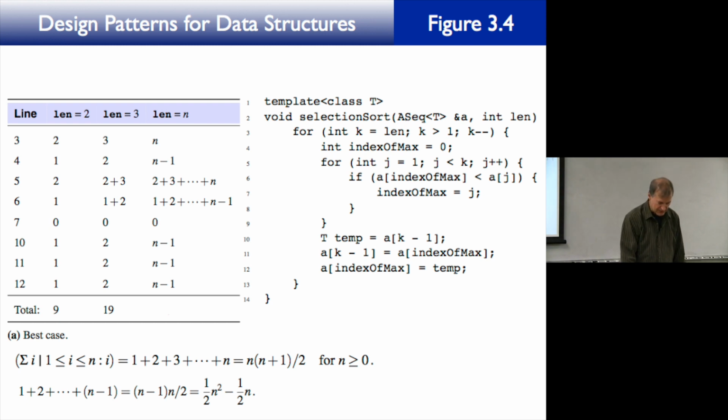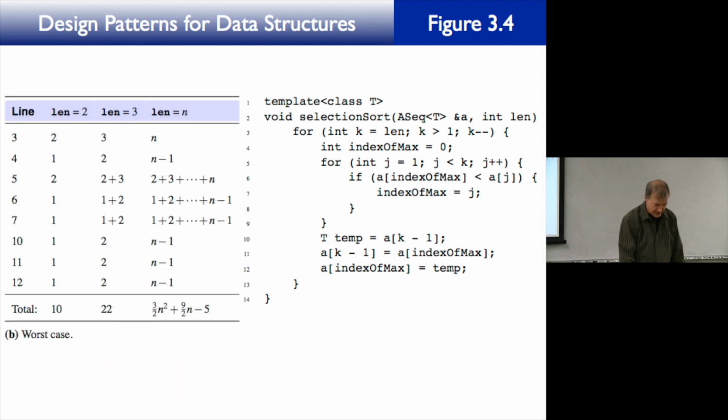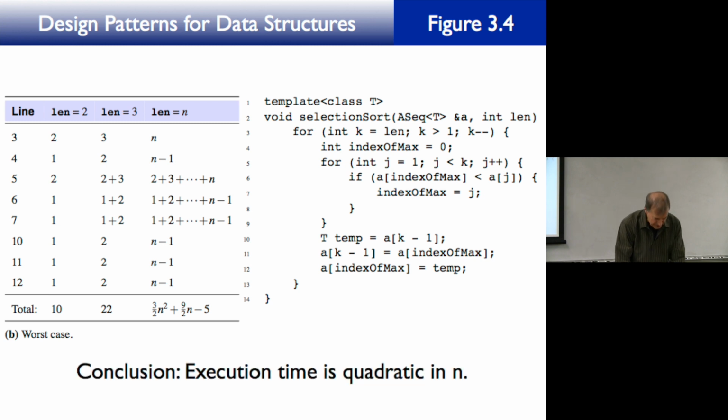All right, so anyway, that's how that works. And then best case or worst case is different, okay? So the conclusion is that the execution time is quadratic in n. All right, so that was one nice little review of statement execution counts. No guarantees, I'm just saying.